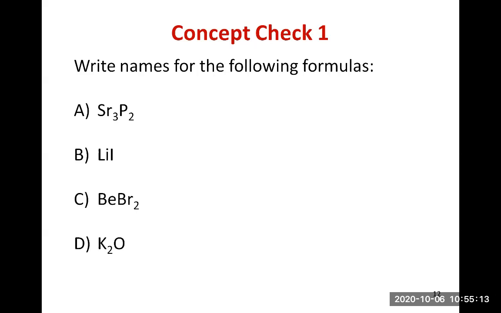So strontium is in group 2A. It's an alkaline earth metal. It's a predictable ion. It's always making a 2+ ion. So it's a type 1 ionic compound with phosphorus, the non-metal. So you just name strontium, and then phosphorus, you change the ending to "ide" and it becomes phosphide. So the name will be strontium phosphide.